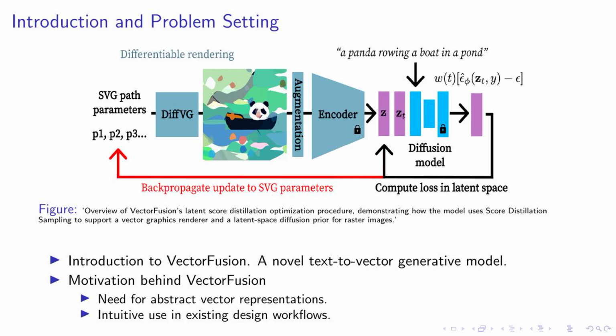This innovation was born out of a need for abstract vector representations, which are crucial in the realm of design. The beauty of VectorFusion lies in its intuitive application within existing design workflows. The image you see here provides an overview of VectorFusion's latent score distillation optimization procedure. It illustrates how the model employs score distillation sampling to bolster a vector graphics renderer and a latent space diffusion prior for raster images. This process is key to VectorFusion's ability to generate meaningful and usable vector representations.